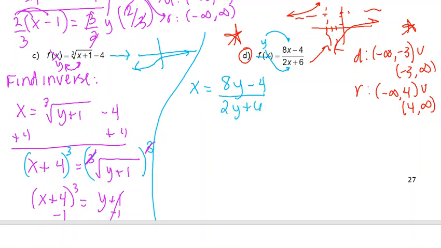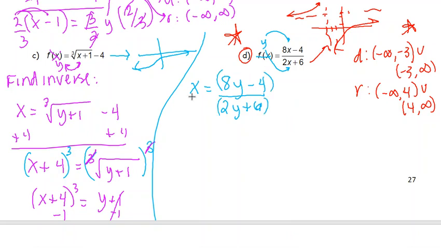This is where it gets fun. We need to solve this for y. So you guys could actually pause the video and try to do it yourself right now. I think that's kind of a fun idea. If you don't want to do that, that's fine too.